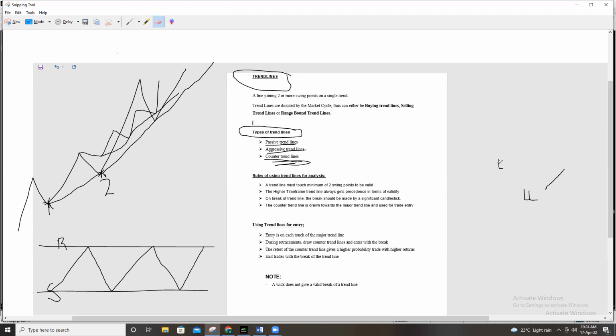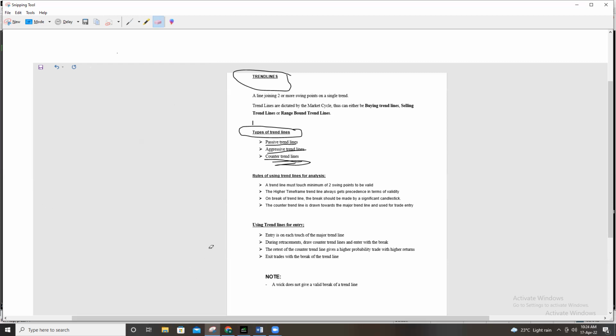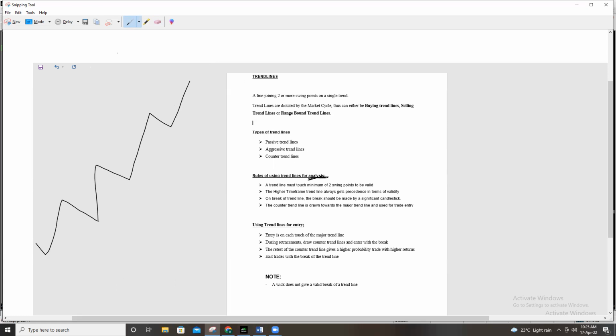The other thing to note is the rules. Remember, we usually say Forex is about rules. If you don't know the rules of any strategy, then you're going to really mess up. So what are the rules for using trend lines? Let's start with analysis. When you want to use trend lines for analysis, there are 4 rules that you need to know. Rule 1: a trend line must touch a minimum of 2 points. I've already shown you that. You need at least 2 points for it to be valid. That is rule number 1.